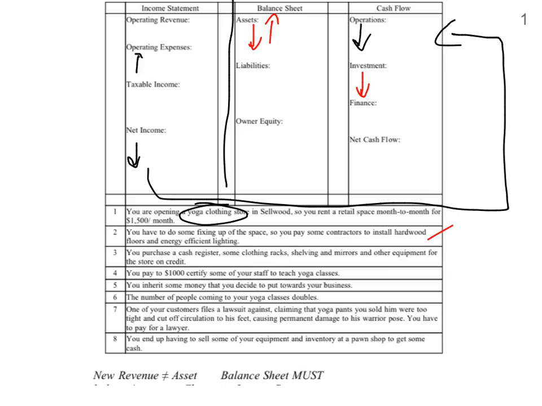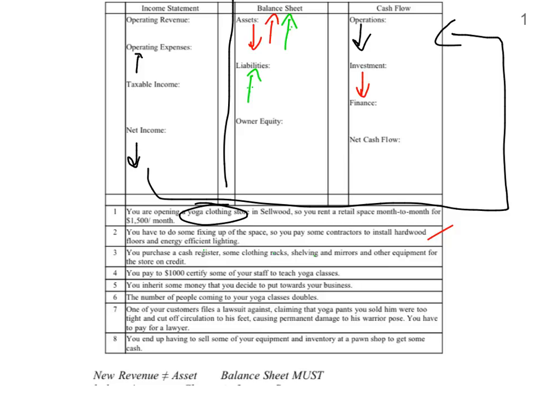Question number 3 will be in green. It says you purchase a cash register, some clothing racks, shelving, mirrors and other equipment for the store on credit. Now this one's pretty easy too. You're getting all sorts of assets: the cash register, the clothing racks, the shelving. And at the same time, you're taking out a loan to finance it, so there's an increase in liabilities too. The increase in assets should be about the same scale as the increase in liabilities, so your balance sheet balances.